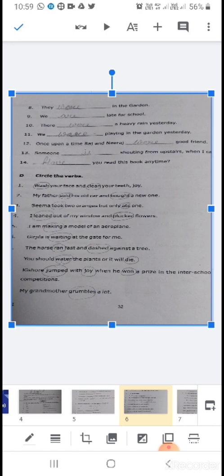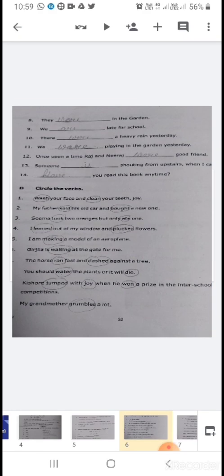So here waiting is a verb because it shows action. Now the seventh, the horse ran fast and dashed against a tree. So here ran and dashed both are the action words. So they are the verbs.